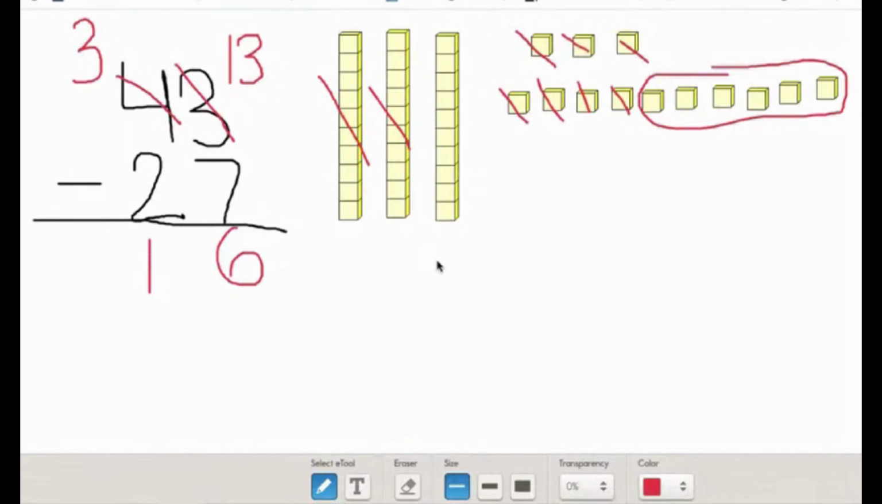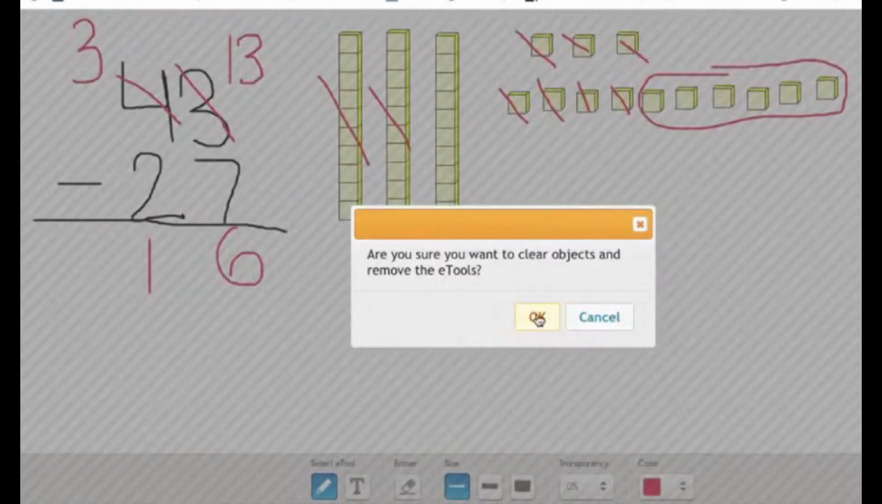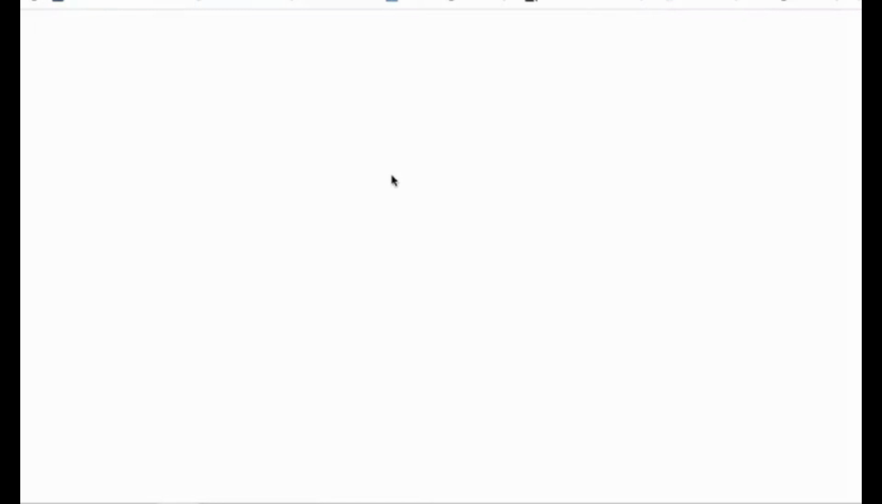Okay, so that is how we use trading in order to subtract. So basically, what we did was we took that extra 10 that was here, we broke it into those 10 ones so that we would have enough ones to subtract. Okay, I'm going to clear this now. And I'm going to show you the same type of problem, only using shorthand.